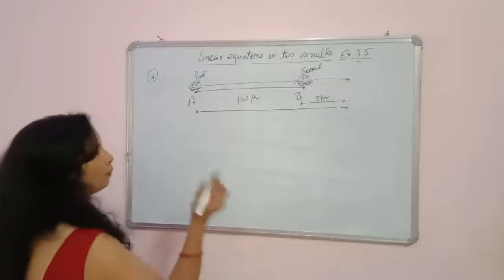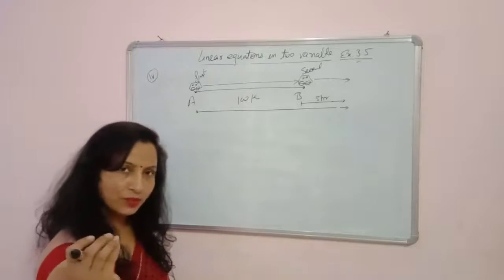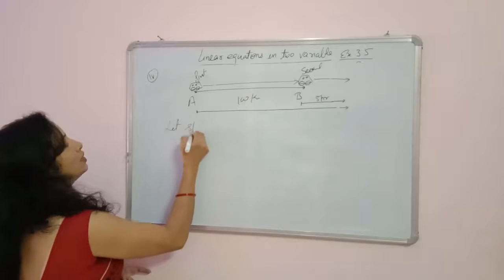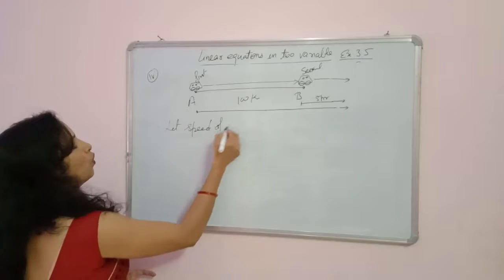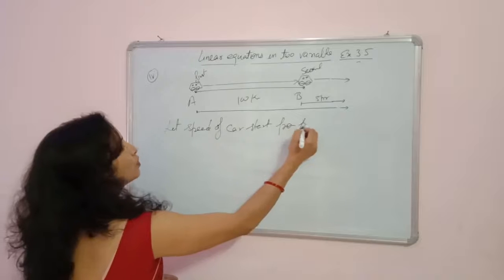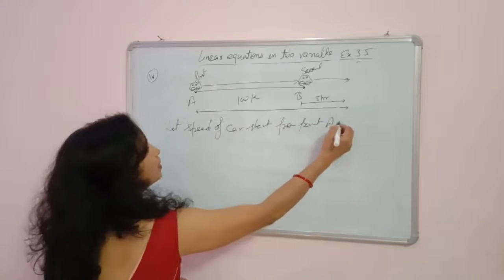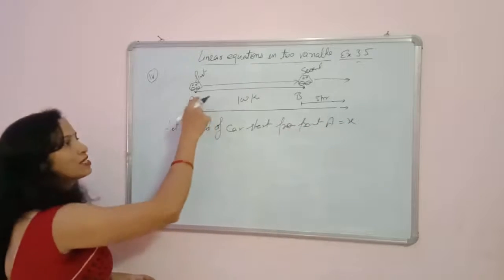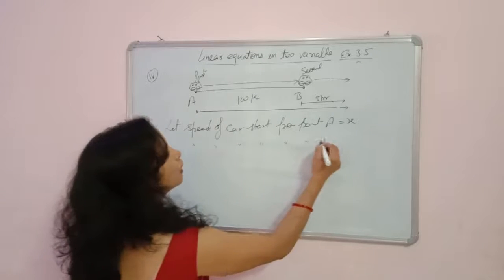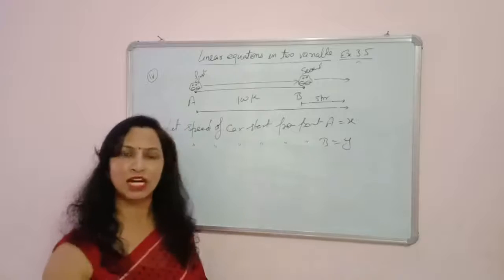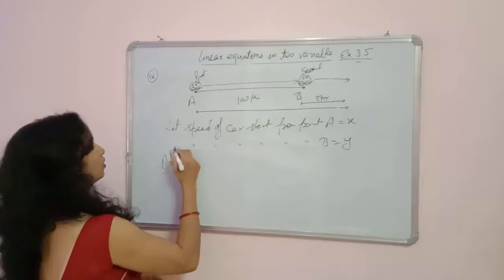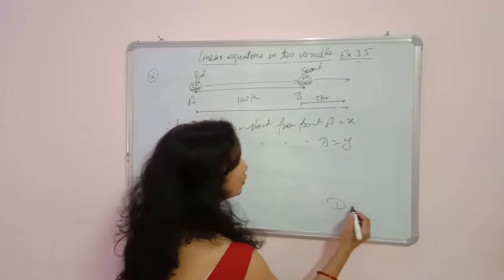So now we are going to write the equation for this statement. You will write the speed of the car starting from point A is equal to x. So let the speed of this car be x. This is the first car, and the speed of the car starting from point B is equal to y. Now according to the question, we know that distance is equal to speed multiplied by time.